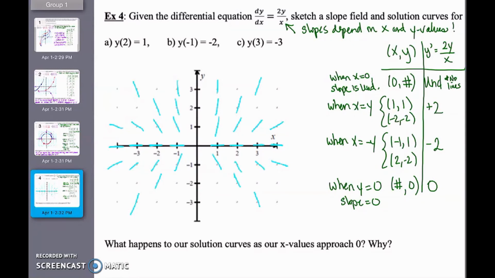Okay, when x is 3, y is 2, I get a slope of 4/3, 1 and 1/3, so a little bigger than 1. When x is 4, y is 2, I get a slope of 4 over 4, which is 1. When x is 2, y is 3, I skipped that one. I get a slope of 6 over 2, which is 3. So you can kind of see the shape that this is taking here.